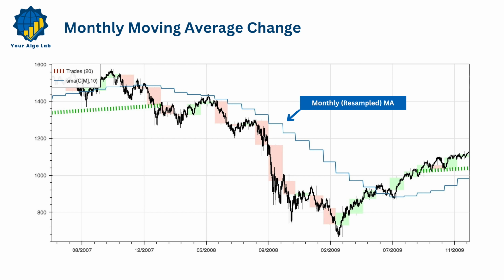If the monthly moving average is higher than it was a month ago, we consider the market to be in a bullish trend. Conversely, if the monthly moving average is lower than it was a month ago, we identify the market as being in a bearish trend.